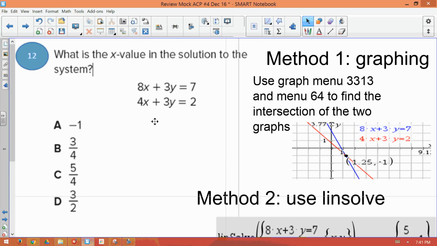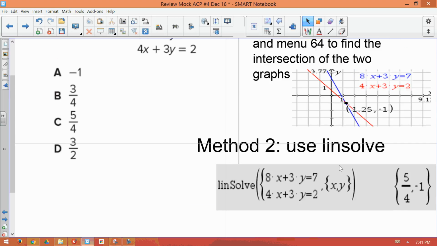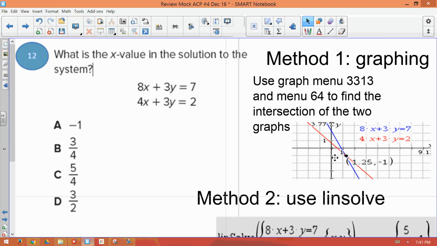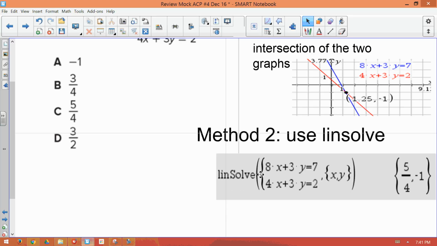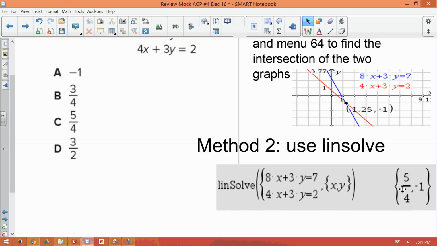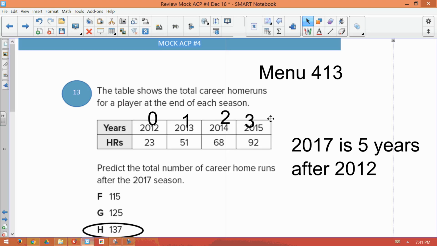Same thing with this one. Well, not the same thing. You can also use graph, menu 3313 and menu 64 to find the intersection of the two graphs. Or you can use LinSolve. Either one of these is fine. I don't know if I have a separate video on this or not, but I think I do. If I do, I'll upload it later. Or you can also just use LinSolve, and it might actually work a little better here. So, all right, LinSolve works fine for problem number 12. And we get to the end of it. I have separate videos for this problem.